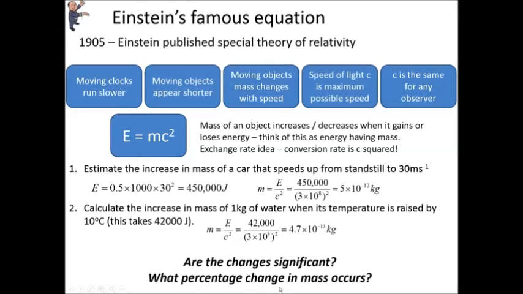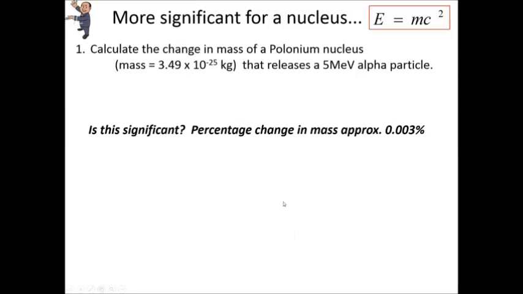And what percentage change in mass occurs? You can work it out if you want, but it is unbelievably small. It's going to be 5 times 10 to the minus 12 divided by 450,000. So it's going to be something like 10 to the minus 17%. So totally insignificant. Okay, but is it more significant for a nucleus?